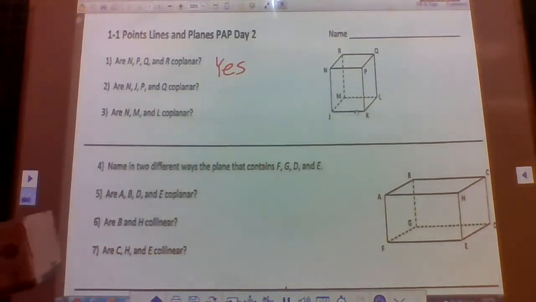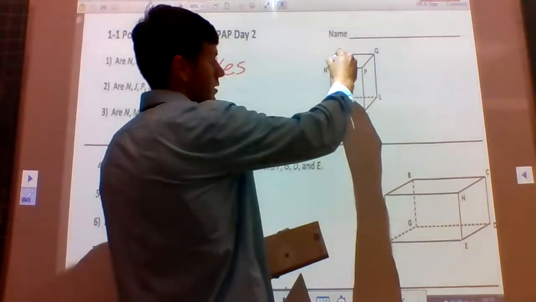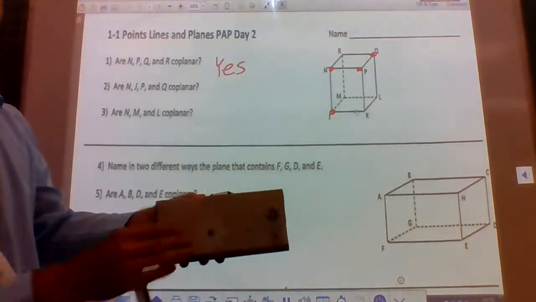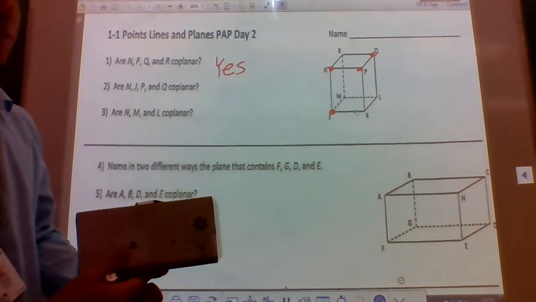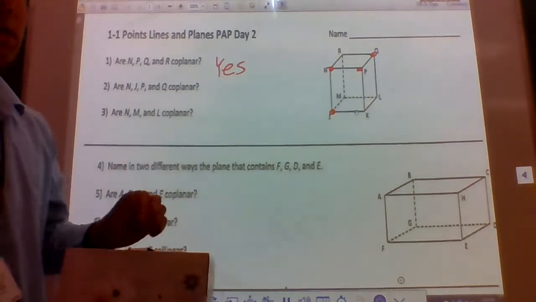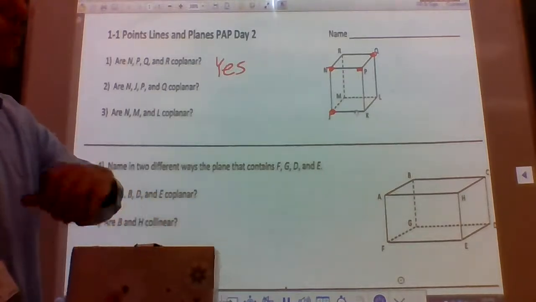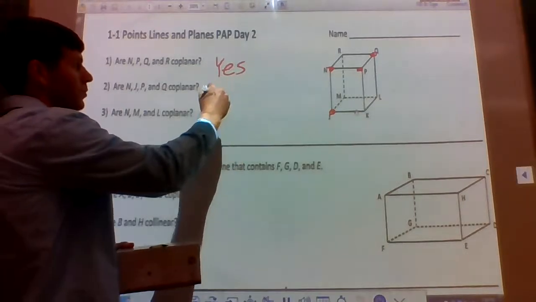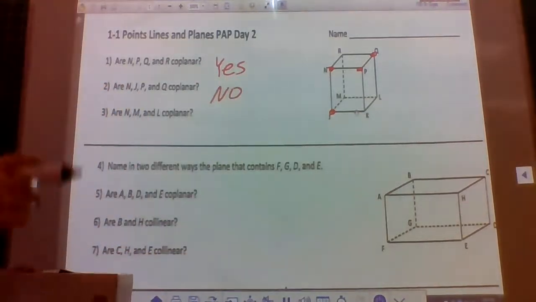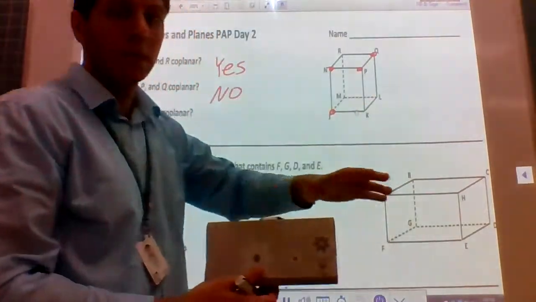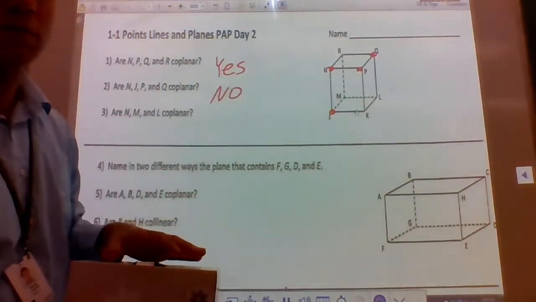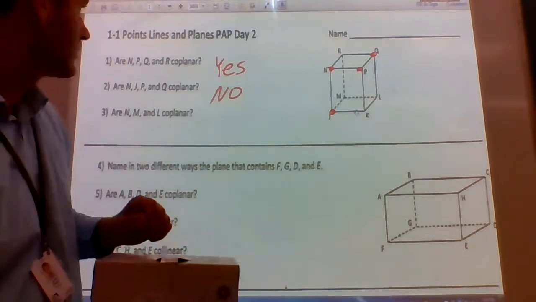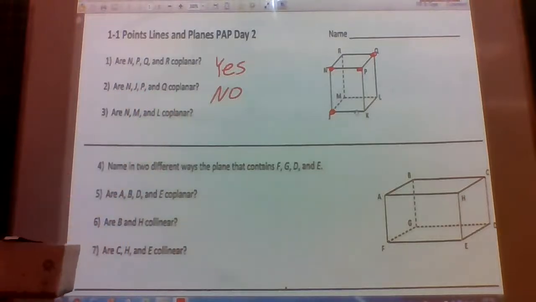Okay, our N, J, P, and Q. N, J, and P are on the front surface. For any three non-collinear points, they're going to form exactly one plane. Since that plane is the front of the cube and Q is not on it, those four points are not coplanar. N, P, and Q all form a plane on the top, and any three non-collinear points form exactly one plane, and that's that top plane. Point J is not on it. So again, not coplanar.